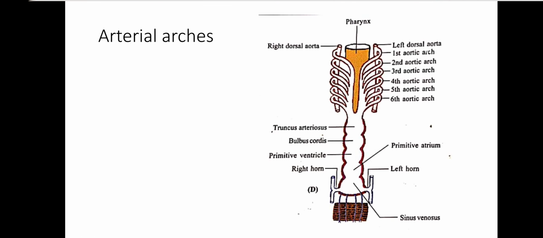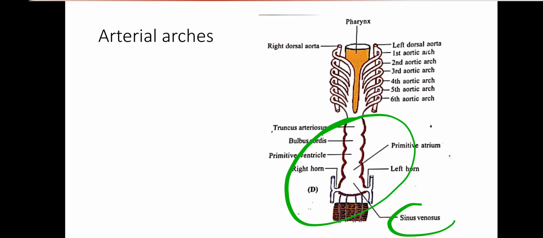Okay, for us to answer this question, we have to have a little bit of idea about the arterial arches. So, a little bit about the arterial arches. Here we have the endothelial heart tube. The two heart tubes have fused together to form the heart tube. So we have the venous end and the arterial end. The venous end forms a sinus venosus and the arterial end forms a truncus arteriosus. And here we have the three bulges in between: the primitive atrium, the primitive ventricle, and the bulbus cordis.